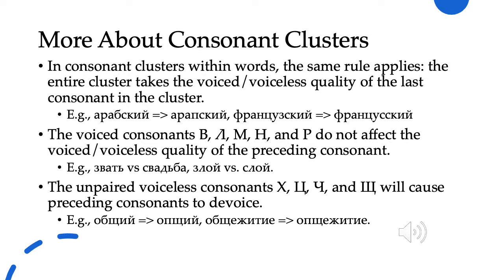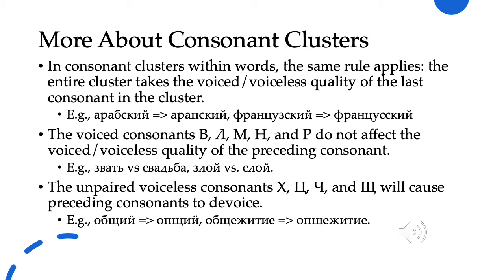The same thing applies with consonant clusters within words. You won't have the word-final devoicing, but if you have a consonant cluster within a word, the voiced or voiceless nature of that final consonant in the cluster will cause all the preceding consonants to voice or devoice. So, for example, the adjective арабский, Arabic, is pronounced arapski. Or французский, French, is pronounced frantsuskiy. So it's very common with these ski adjectival endings, you're going to devoice whatever comes before the ski.